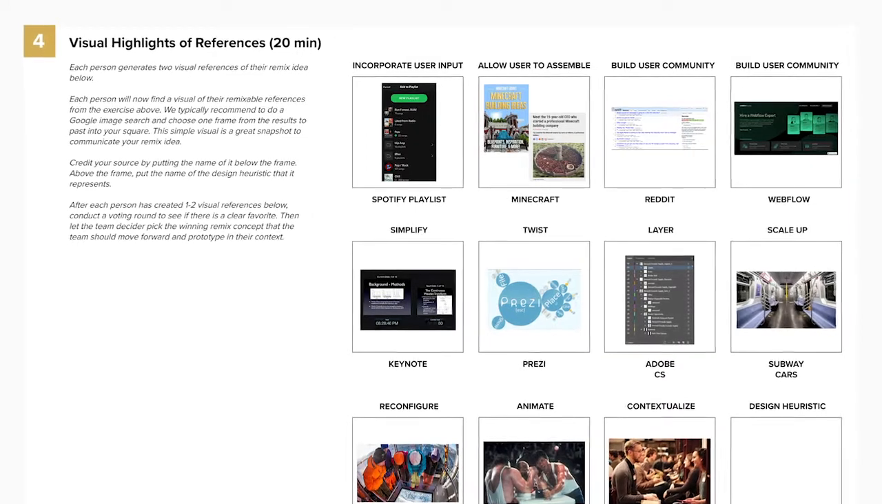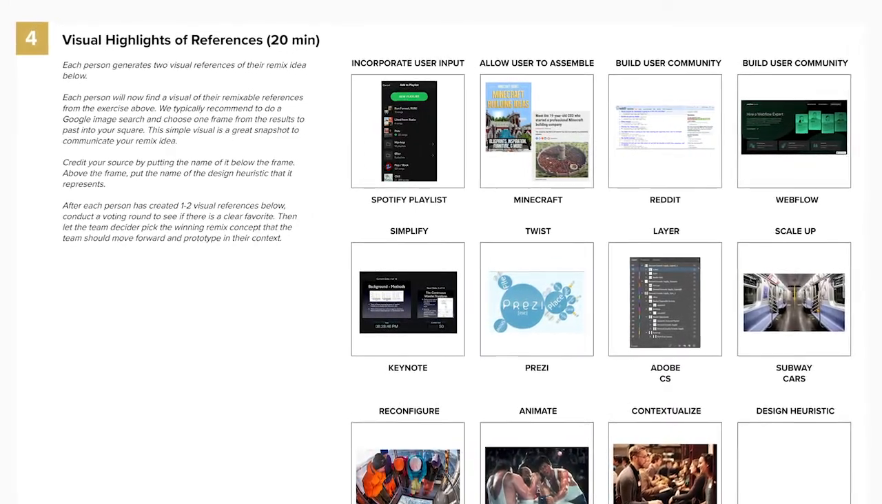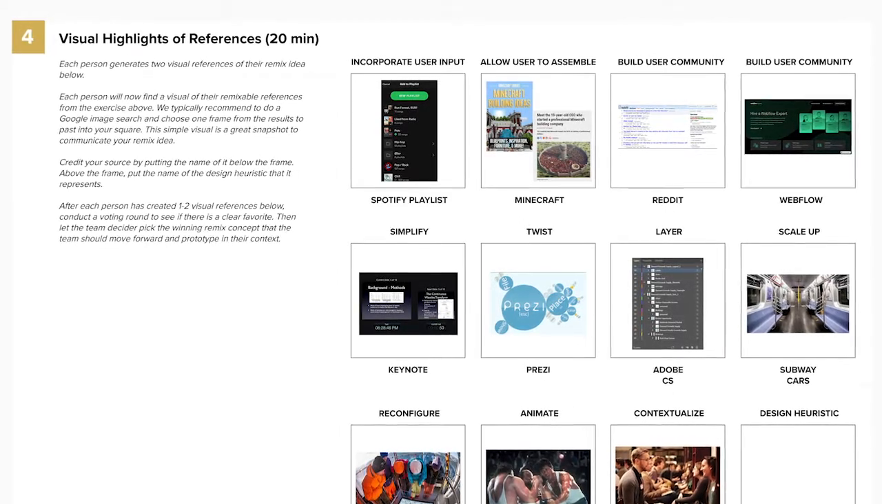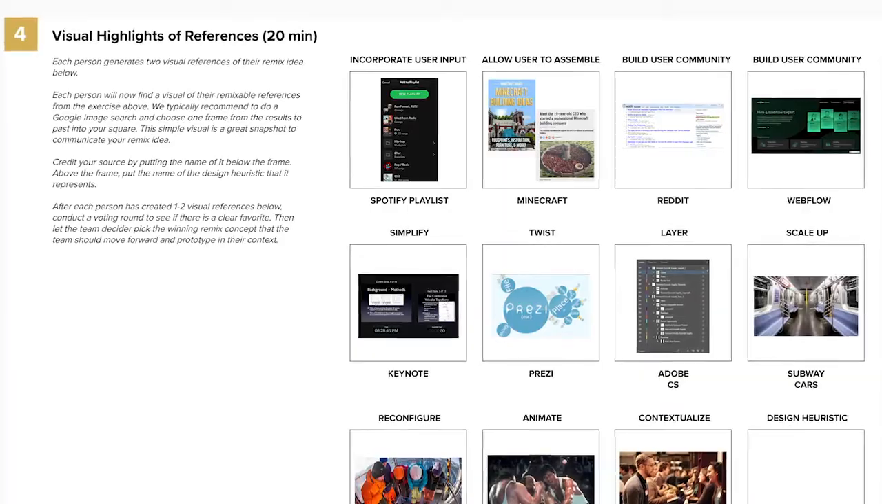And once you've generated these, then you would do a voting session. What you would vote on is saying, hey, this is a really awesome visual example of something we could remix in our context in a prototype. And you would vote on it, and your winning one or two concepts is now the visual direction, the analogous inspiration to move forward with and prototype.